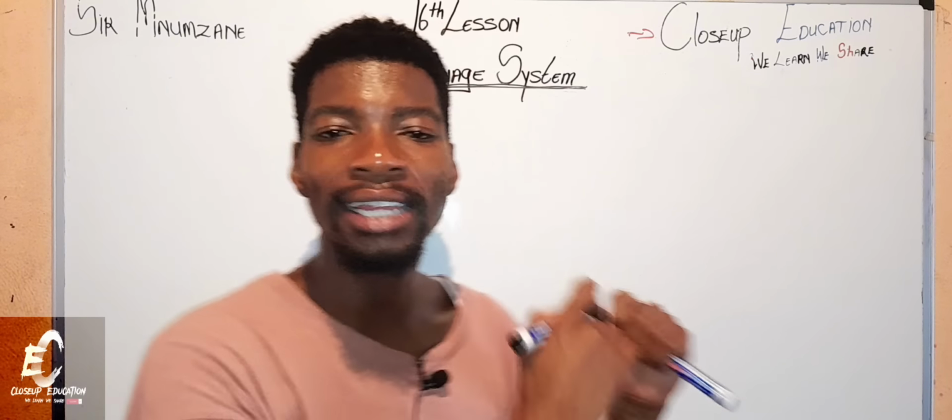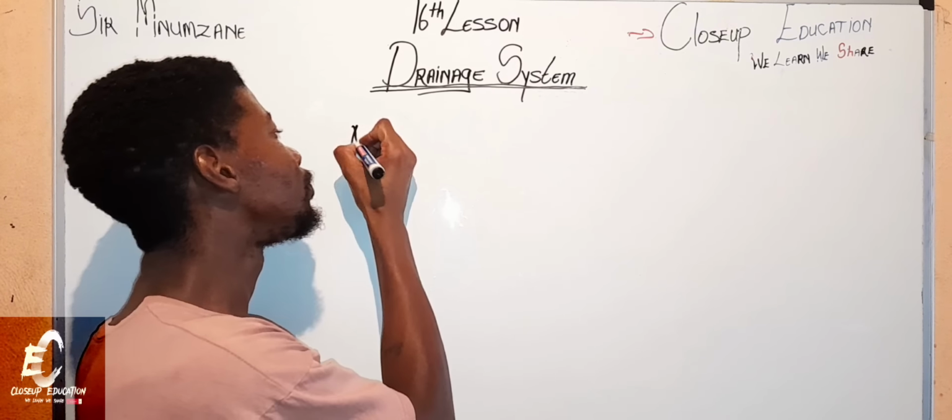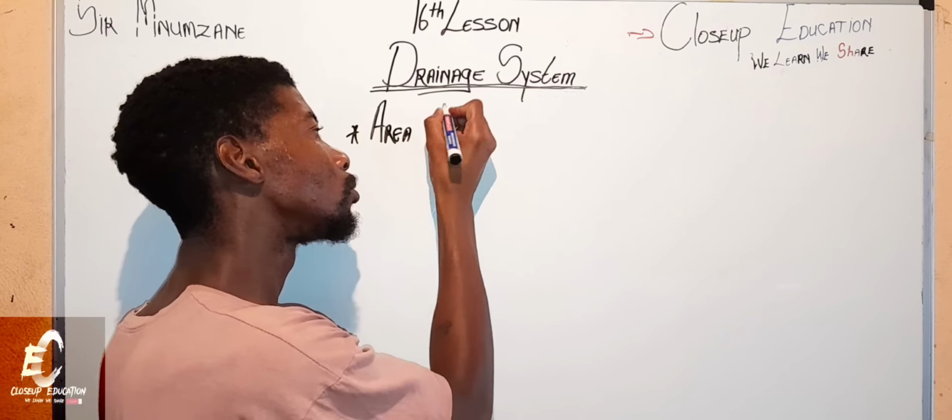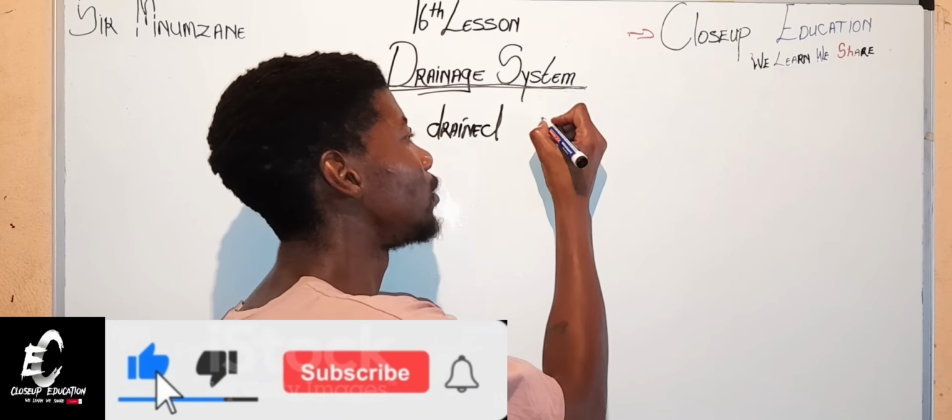All right, let's write down the definition. I said it is an area drained by the main river and its tributaries.